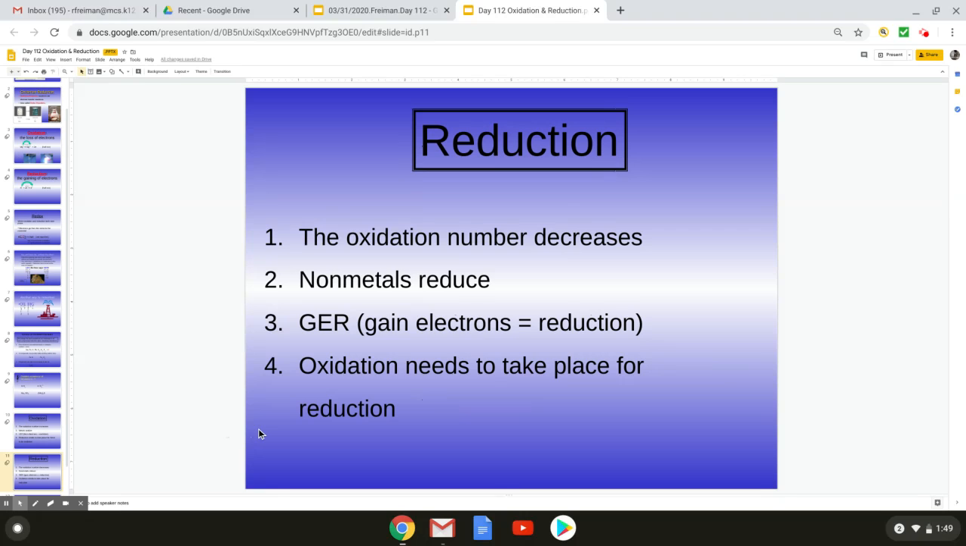And in order for this to happen, we have to have reduction as well. For reduction, the oxidation number decreases. If you are gaining electrons, you're going to gain negatives. So if you started out at 0, maybe now you're negative 3. If you started out at 2, maybe you're 0. That number is going to decrease and go down. Non-metals are the things that reduce, so things from the right-hand side of the periodic table. Remember, LEO the lion says GER: Gain Electrons, Reduction. In order for reduction to happen, oxidation must take place.